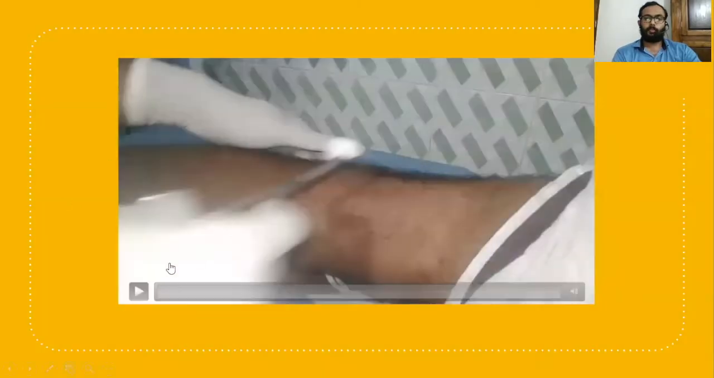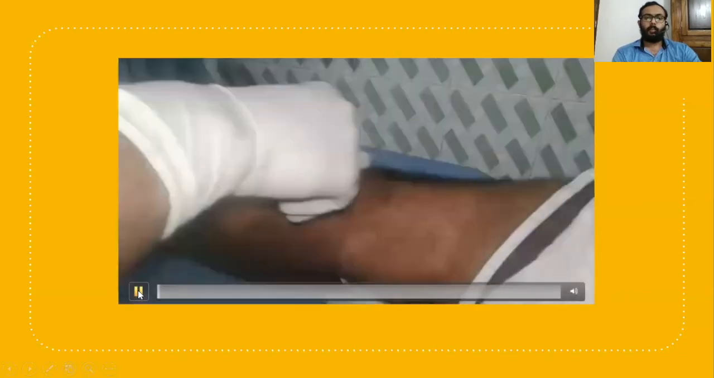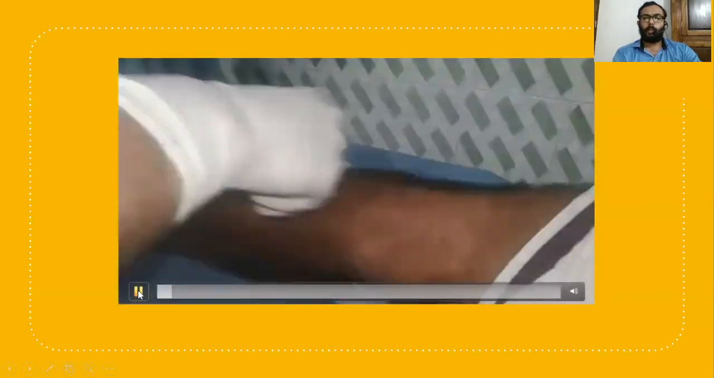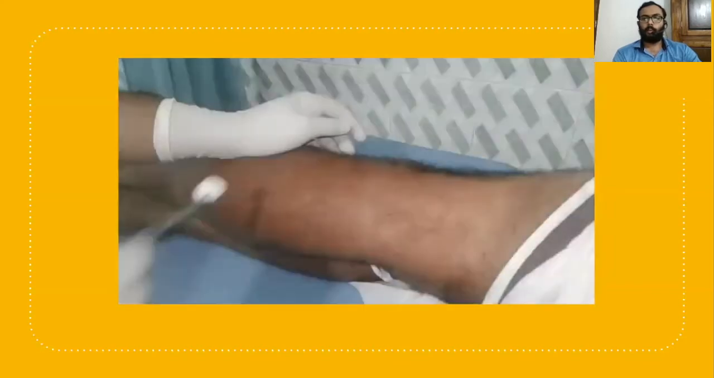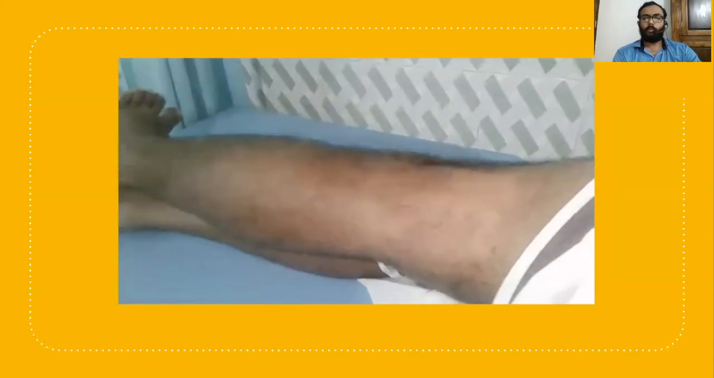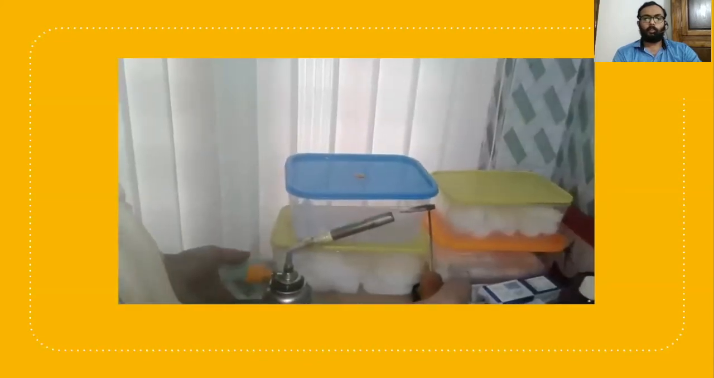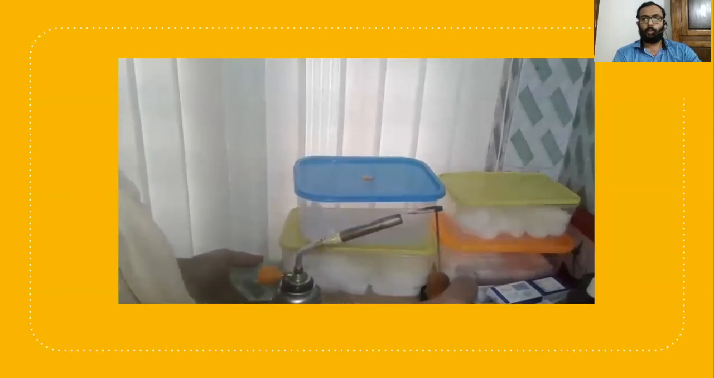This is another procedure, agnikarma. The area should be clean. Then, using a blowtorch, the agnikarma shalaka is made red hot. Here you can see, using a blowtorch, the agnikarma shalaka is made red hot.